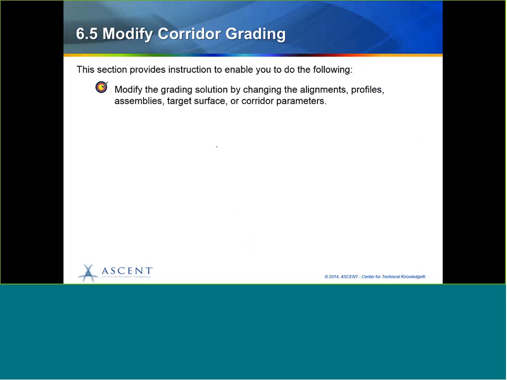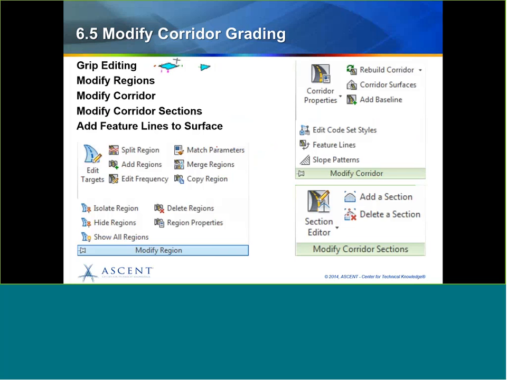So we've looked at creating a very complex corridor model. We've looked at modifying it. So we've modified the grading solution by changing either the alignment, the profile, the assemblies, or the target, whatever you want to do. And of course, we've done it through the Modify Region panel. We've done it through the Modify Corridor panel. And we've worked with the Modify Corridor section. So the Modify Corridor panel has the tools required to make changes to the entire corridor model. The Modify Region panel is just one region at a time. What assembly do you want for this one little section? Okay.